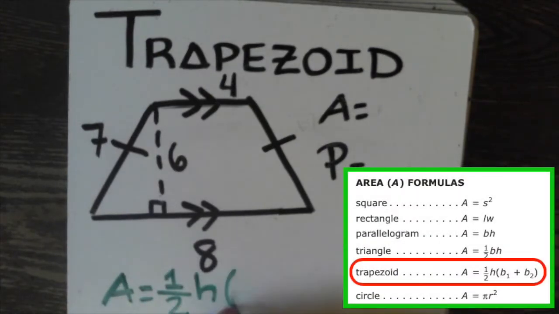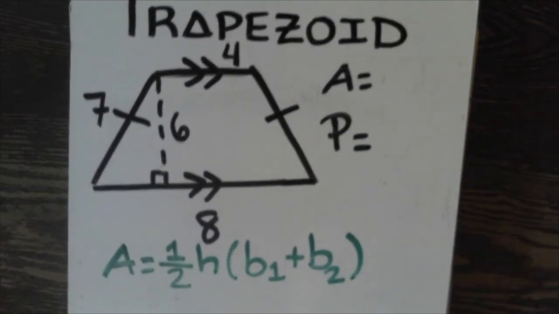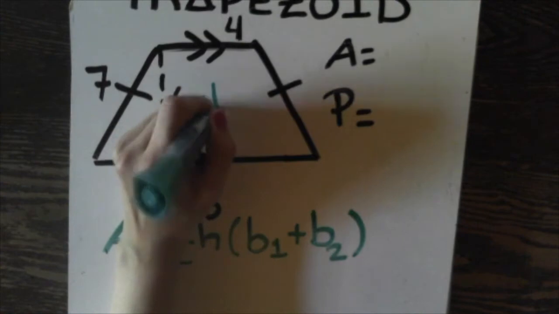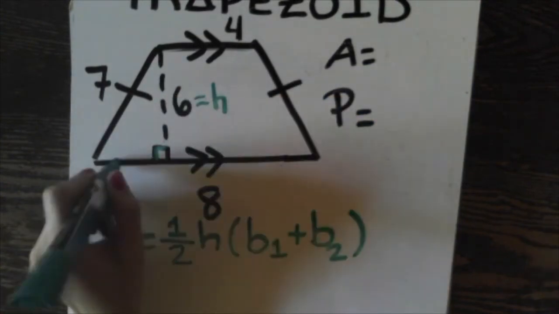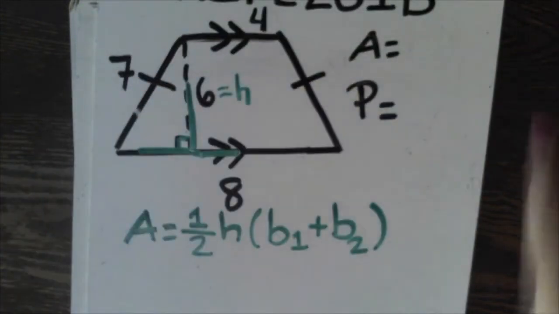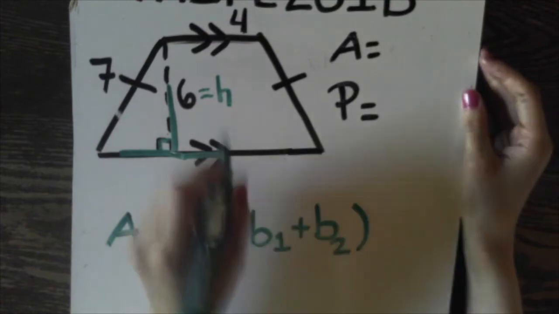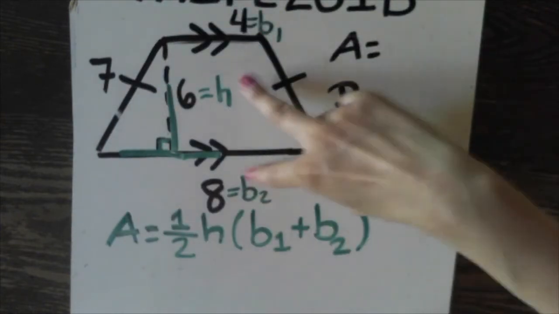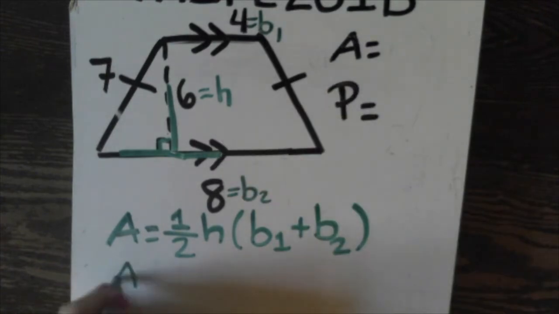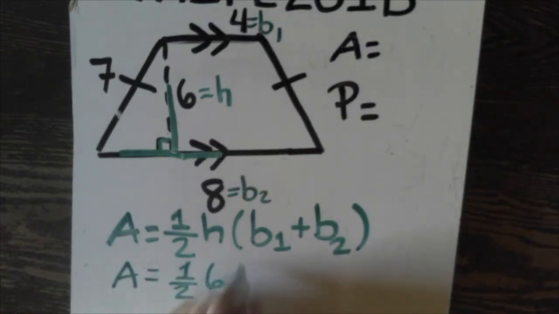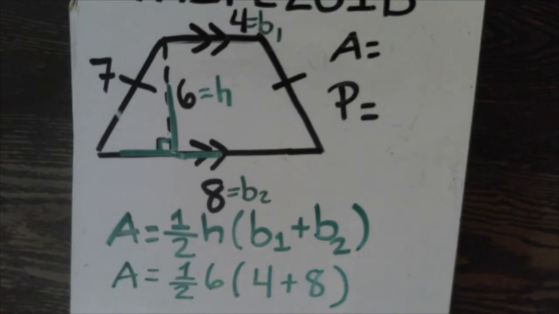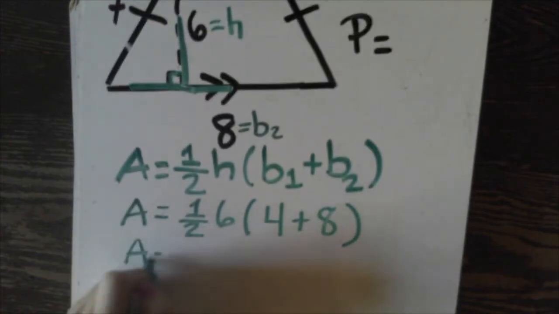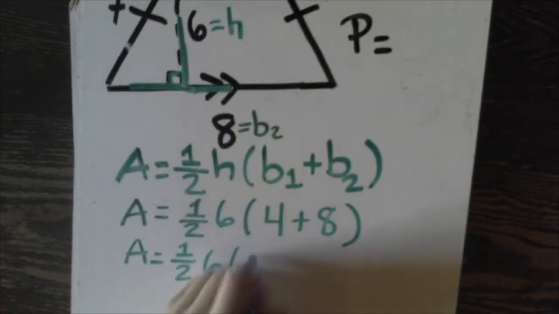for this example. Area is equal to 1/2 the height of base 1 plus base 2. The height being 6, forming that 90-degree angle with the ground, and the bases being 8 and 4, or 4 and 8. They are interchangeable. Now let's plug in those values where h is 6 and b1 and b2 are 4 and 8 respectively. Let's go ahead and solve inside the parentheses.